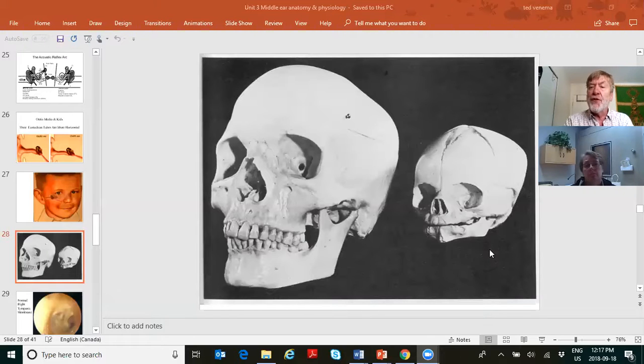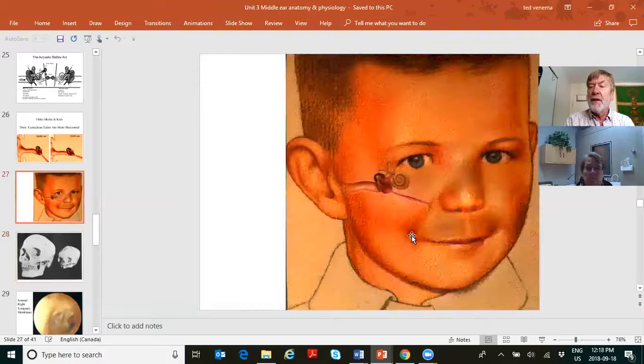So children's faces, though, as they develop, and as you grow up, the face grows longer and the jaw grows more out. So when you're looking at a child's face, the eustachian tube is going to be more horizontal, and therefore the child is much more prone to ear infections.